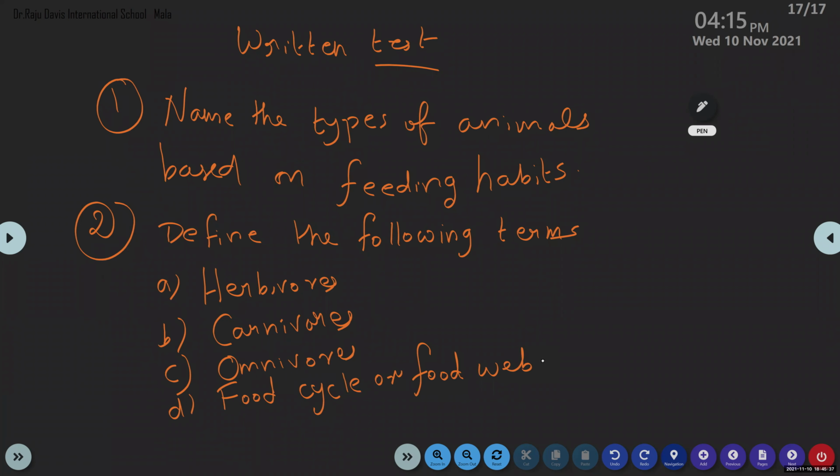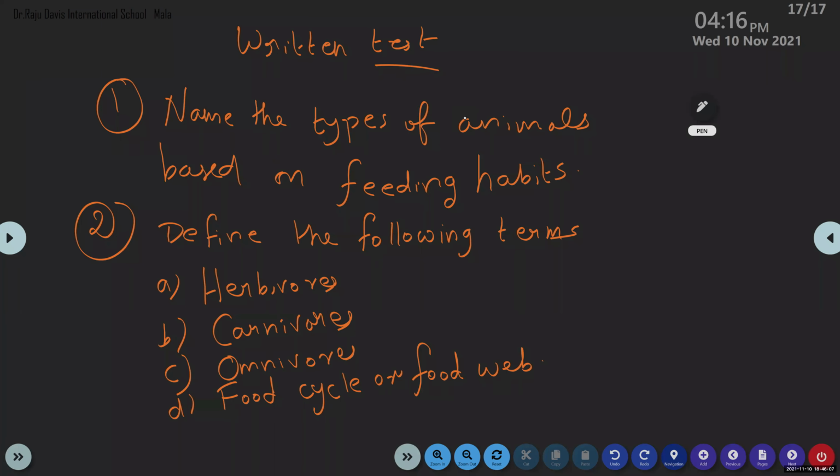Ma'am, should we draw it or just write? Define the following terms means what? You have to write. Food cycle also I gave the definition, no? The plants and animals are eaten or being eaten for food. Okay, ma'am. Yes, for the definition. Ma'am, I thought we have to do the real cycle. The question is: define the following terms.